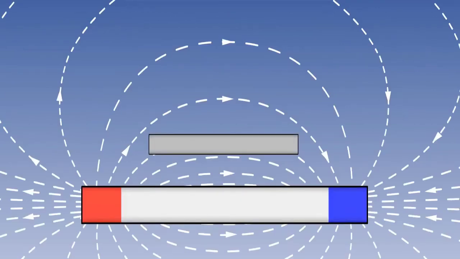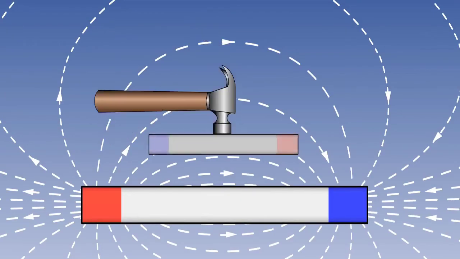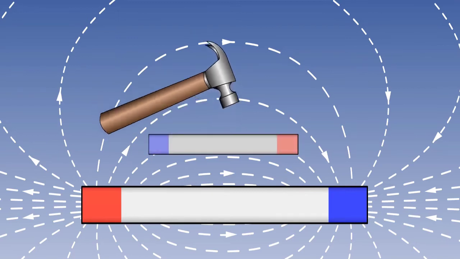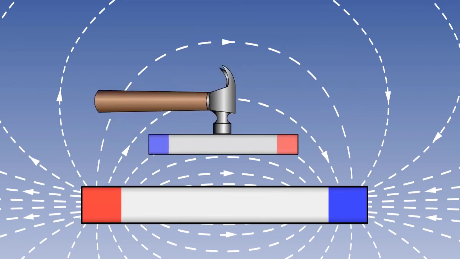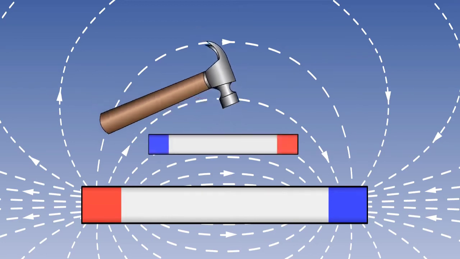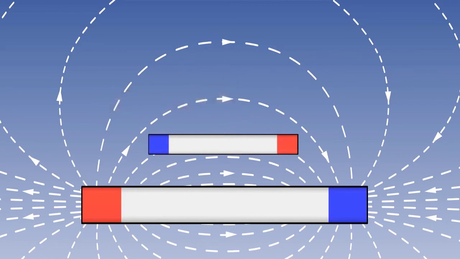The second method is to align the iron bar with the lines of force in a magnetic field, and subjecting it to vibration or hammering. We can see the effect here. Note that the lines of magnetic force are directed into a blue pole and out from a red pole.